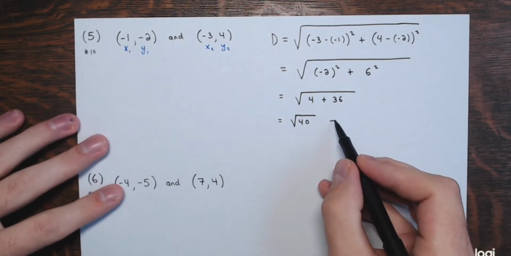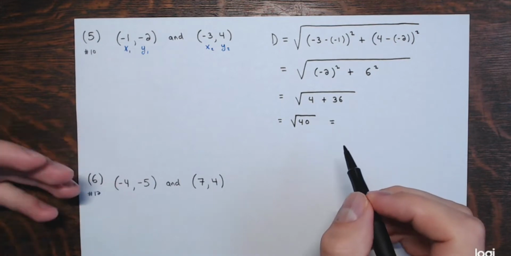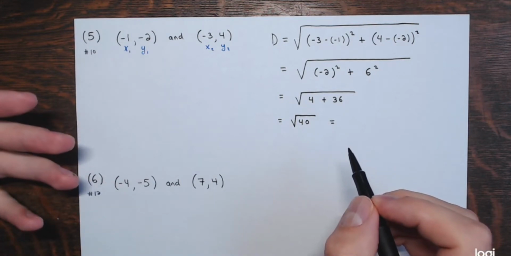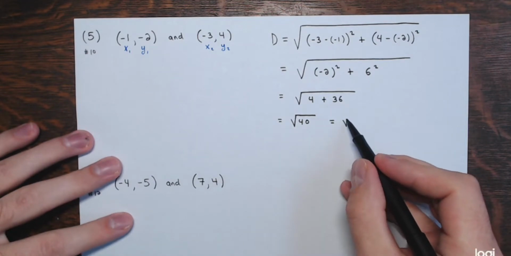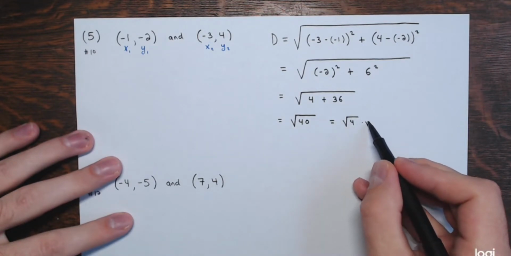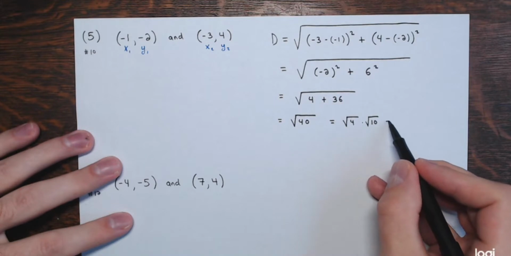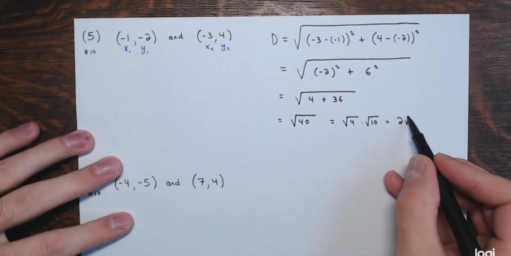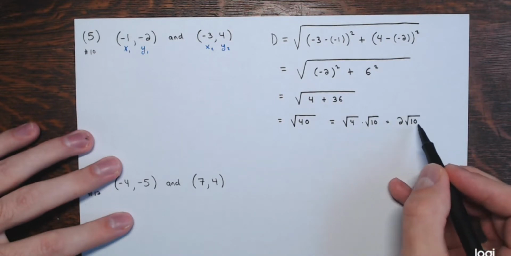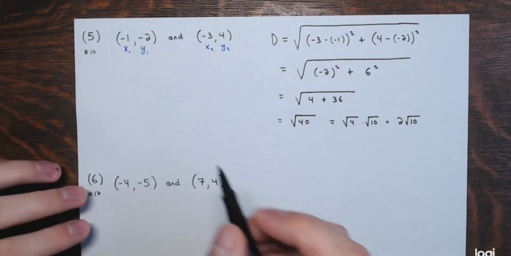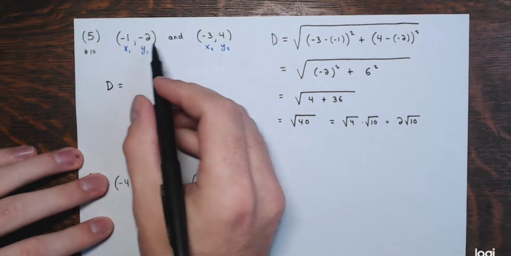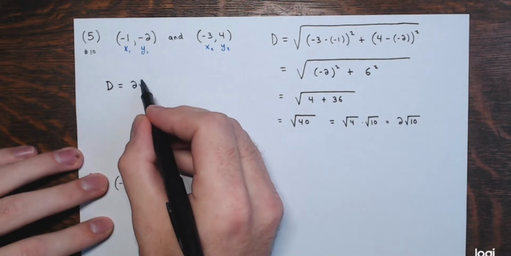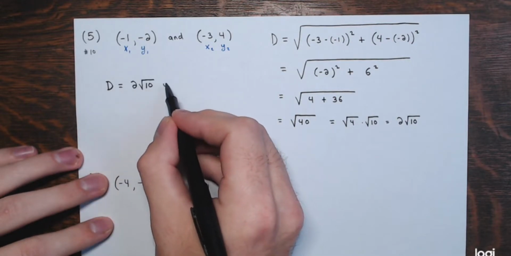Now you may recall, you're going to be asked, of course, to simplify any roots that are still left. Remember, the square root of 40 I can break up as the square root of 4 times the square root of 10. So that's 2 times the square root of 10, as a totally simplified radical. So the distance between these 2 points is 2 times the square root of 10 units.